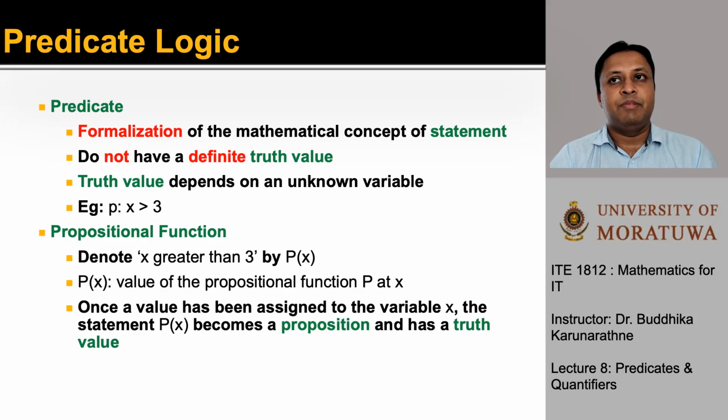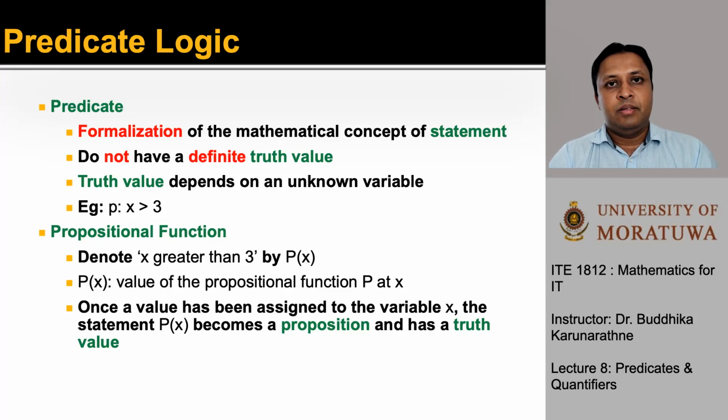Example, we have a predicate x greater than 3. We cannot define a truth value for this statement or predicate because we do not know the value of x, because it's an unknown variable. Depending on the value of x, this predicate can be true or false. Right now, as the definition, the predicate does not have a truth value.